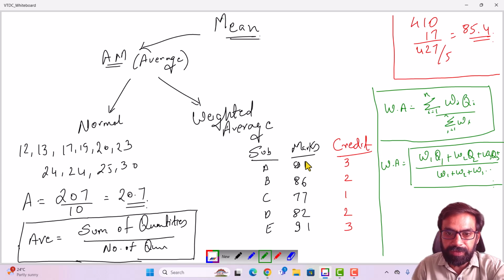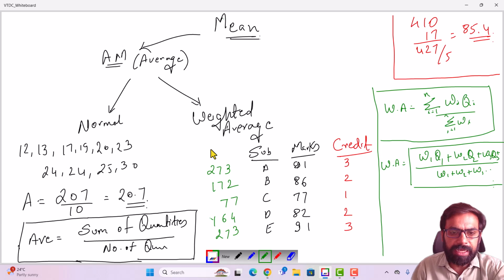For example, if I just do it, I'm not left with any space over here, so I'll just do it over here. So 91 multiplied by 3 will be equal to 273. 86 multiplied by 2 will be equal to 172. 77 multiplied by 1 will be 77. This is 164 and this is 273. I'll again do the addition very quickly over here. This is my rough space. I'll just clear it up a bit. Right. And I'll start doing the calculation over here only.